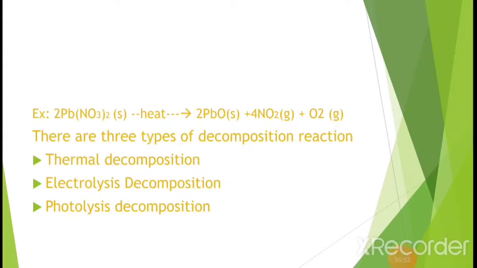So lead nitrate, when it is heated, gives lead oxide, nitrogen dioxide and oxygen. And this equation is also very, very important. It has also been asked in exams.